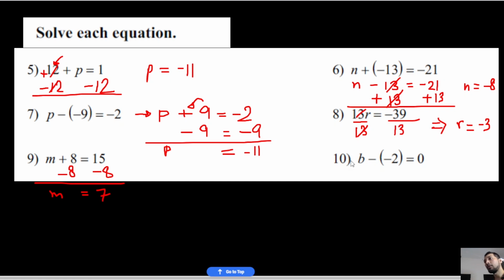The last one that we have here is b minus negative 2 equals 0. So again, we see two signs next to each other, so you can combine them into a single sign. Minus and negative here can be written as a plus. So b plus 2 equals 0. Now we do the inverse operation, which is minus 2 on both sides. If you subtract 2 on both sides, we get b equals 0 minus 2 is negative 2.